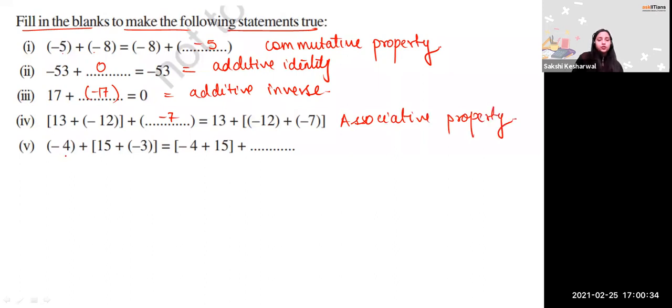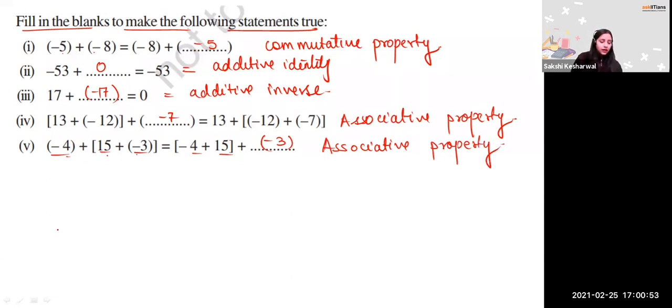Right. Coming to this, it is minus 4, 15, minus 3. So here you see that 4 and 15 have paired up. Who is left out? 3 is left out. So it will be again minus 3. So your answer will be what, beta? Associative property.